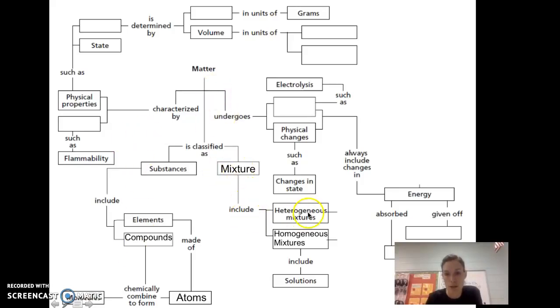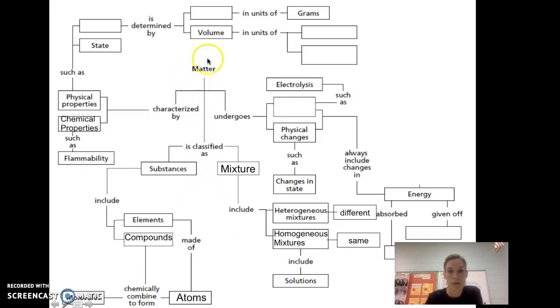Mixtures include heterogeneous mixtures and homogeneous mixtures. And homogeneous mixtures include solutions. Heterogeneous mixtures have different parts. You can see the different parts. Homogeneous mixtures look the same throughout. We can't tell the difference.